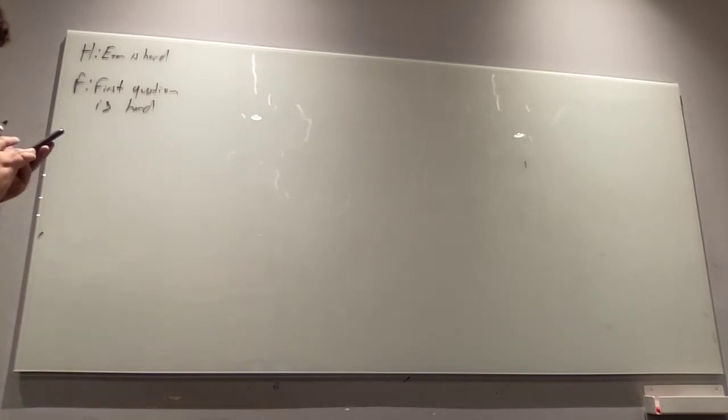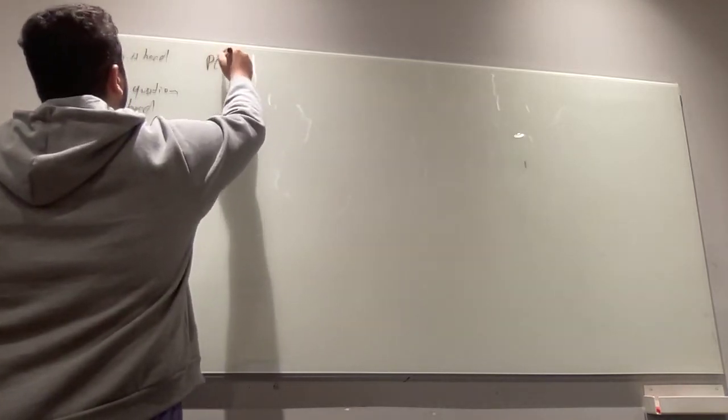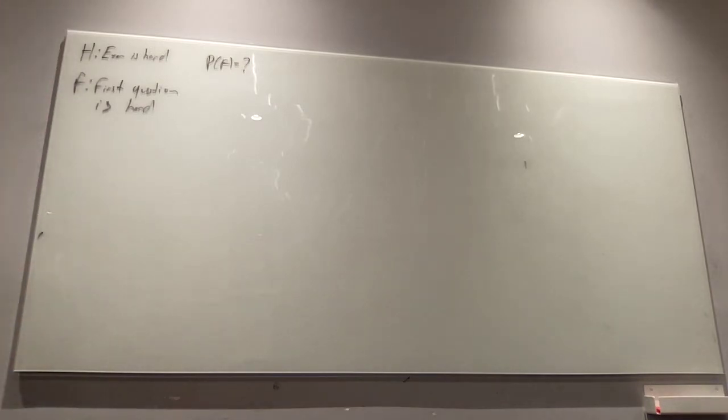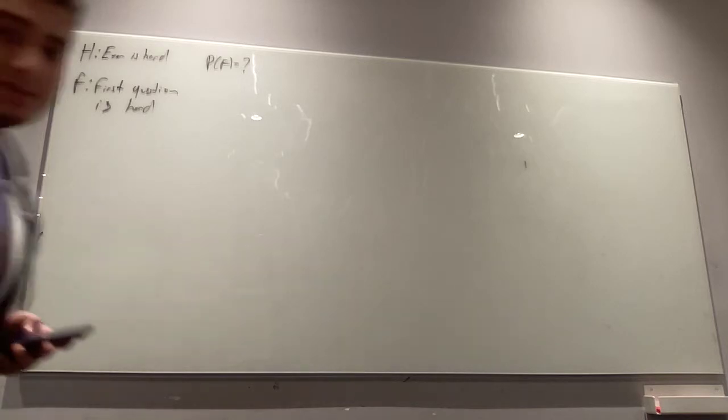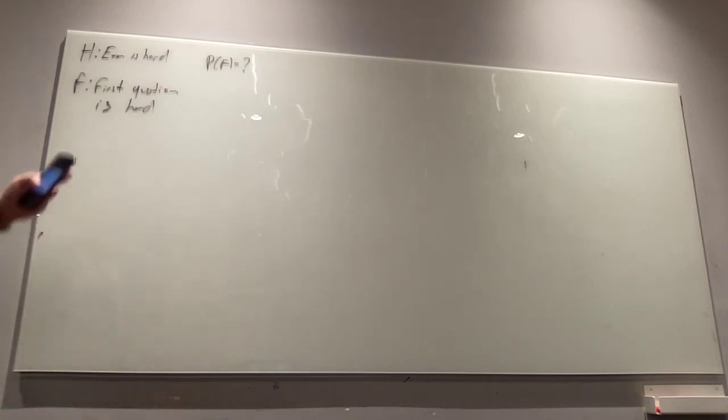Okay, write the question in math. The first question on your exam is marked as difficult, so we want the probability of F. Probability F is linked with two other events: if the exam is hard, the first question might be marked as difficult, and if the exam is not hard, it's easy, the first question also might be marked as difficult.